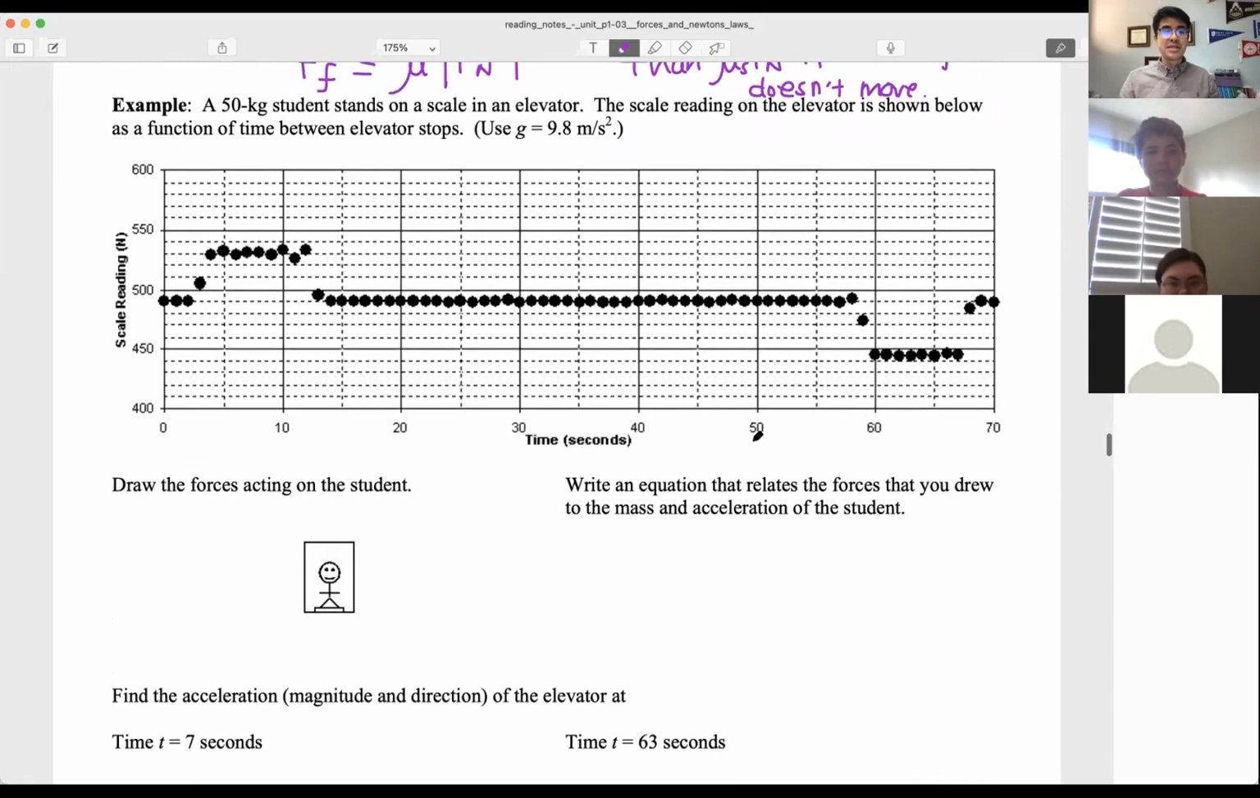Another really common question, they're going to ask you to read a graph and translate it. We kind of tried to do this last time, right? So if we draw the forces acting on the student, what do we have? There's no left or right this time, because the student's standing exactly still in an elevator. We have mg pointing down. And then we have Fn pointing up.